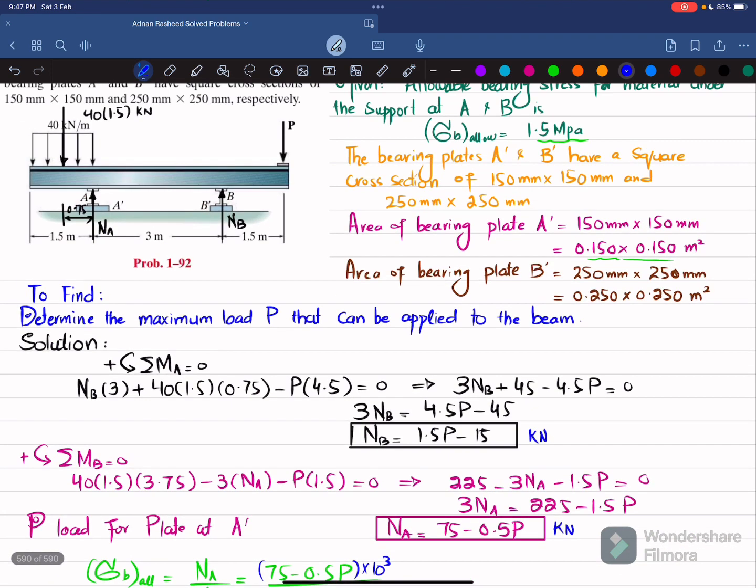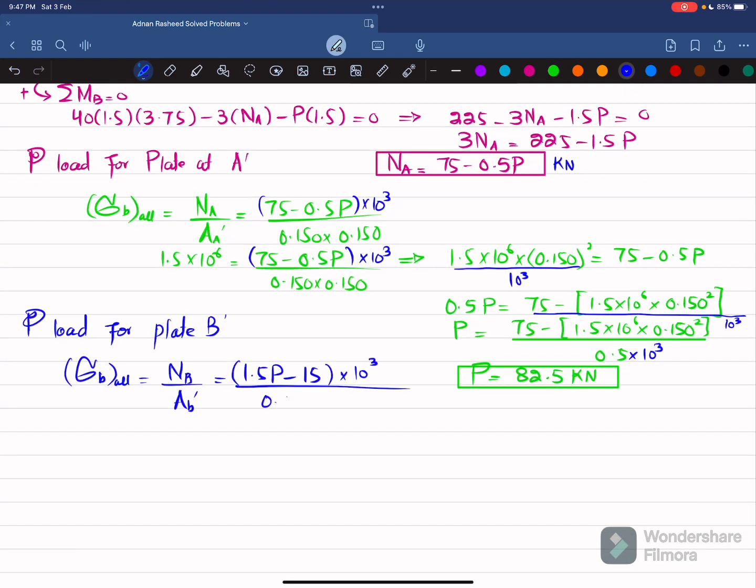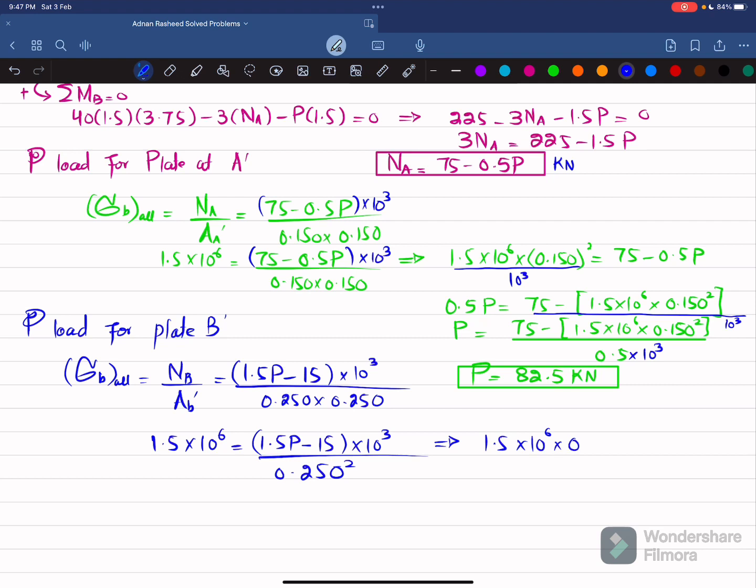And the area of this bearing plate at B is 0.250 squared meter, and the allowable bearing stress is 1.5 megapascal. So 1.5 into 10 to the power 6 is equal to 1.5 times P minus 15 into 10 to the power 3, divided by 0.250 squared. So from here you will get 1.5 multiplied by 10 to the power 6 multiplied by 0.250 squared divided by 1000 will be equal to 1.5 times P minus 15.